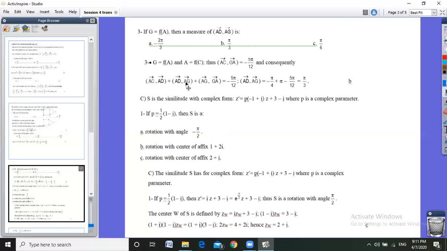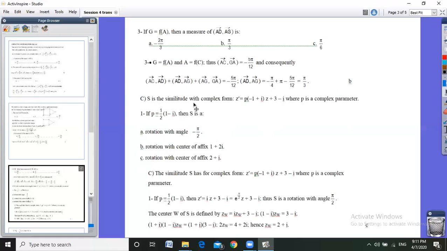And we need this (AD, AG). It is this minus this minus this. Don't forget (AG, GA) equals pi or minus pi. In this case, replace it here. We get the answer B.